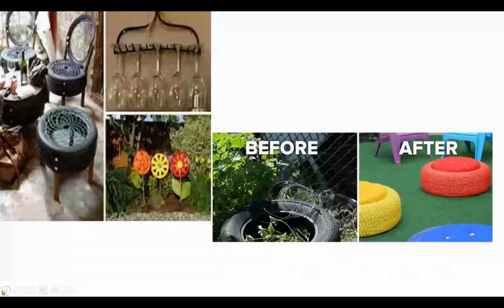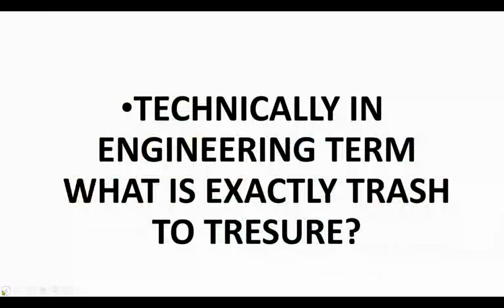So, technically in engineering terms, what is exactly trash to treasure? Trash to treasure means, in summary, that we have so many rubber tires in our automobile garage. This is a technical example in engineering terms.